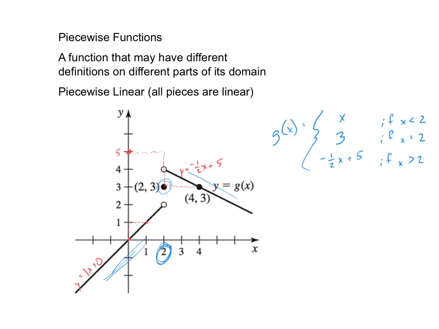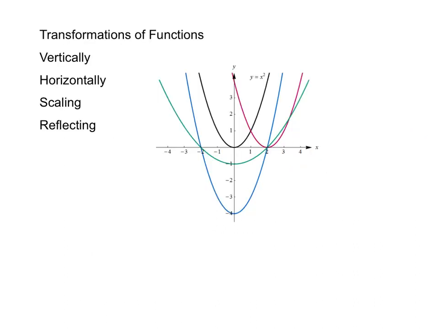So if we're given a piecewise function, we can draw the graph of that. Or if we're given a graph, we can step that backwards and figure out what the function is that produces the graph. Now we'll end this video, the last topic, talking about transformations of functions or shifting functions, vertically, horizontally, scaling, and reflecting.